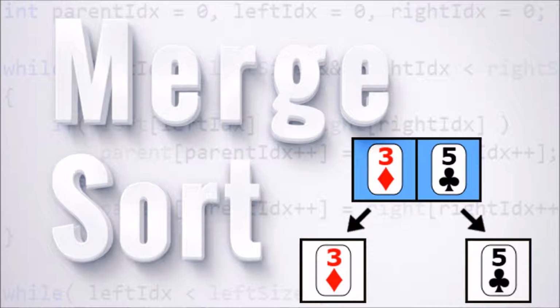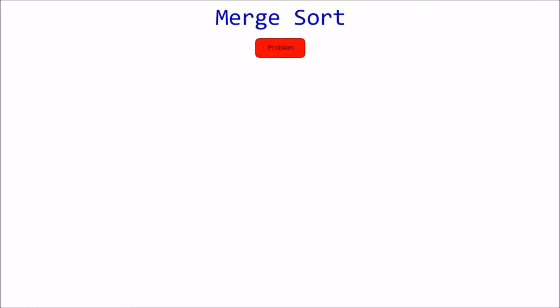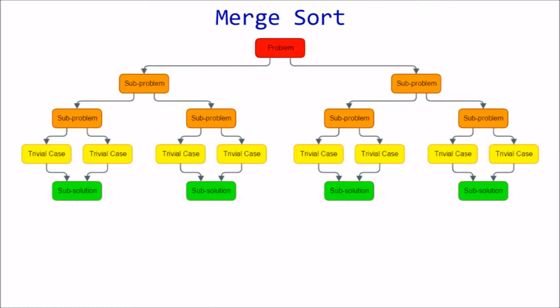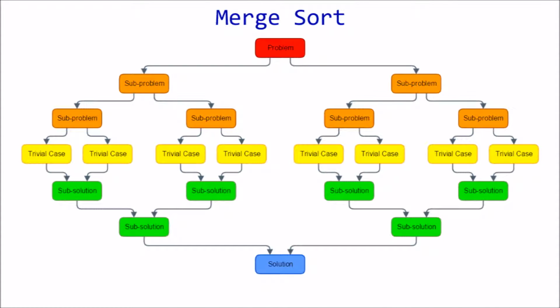Merge sort is based on the divide and conquer paradigm, in which a problem is recursively broken down into subproblems until a trivial case is encountered. At that point, the trivial case solutions are gradually pieced together, yielding the solution to the original problem. For our task, the trivial case is a single element, because a one-element list is already sorted.